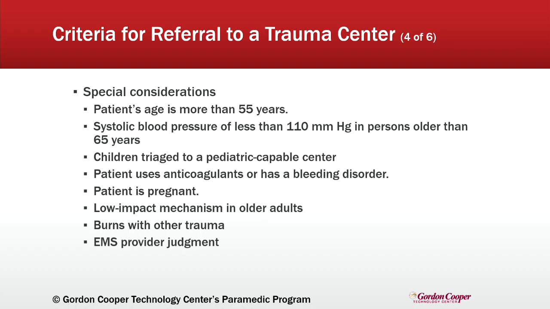Any child should be triaged to a pediatric capable trauma center. Other factors that require special considerations are if the patient is pregnant, more than 20 weeks gestation, uses anticoagulants, or has a bleeding disorder, a low impact mechanism in older adults, or burns with other trauma. The EMS provider's judgment is also a really important factor to consider when deciding on the destination for transport.